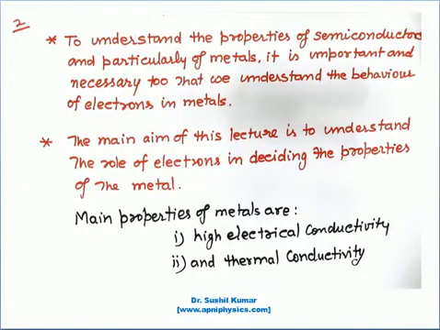So now the point is about the properties of metals, or metals in conductors or semiconductors. It is important that we understand the behavior of electrons in metal, because electrons decide the properties of a metal. So the main aim of this lecture is to understand the role of electrons in deciding the properties of metals. Main properties which we know are: number 1, high electrical conductivity and thermal conductivity.